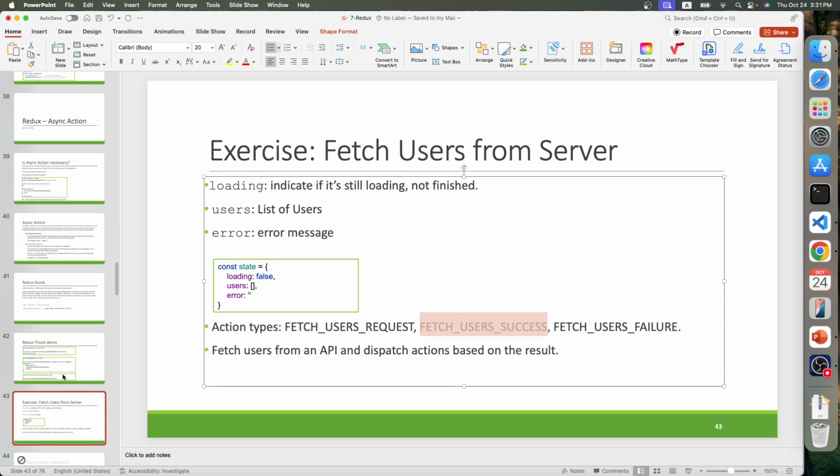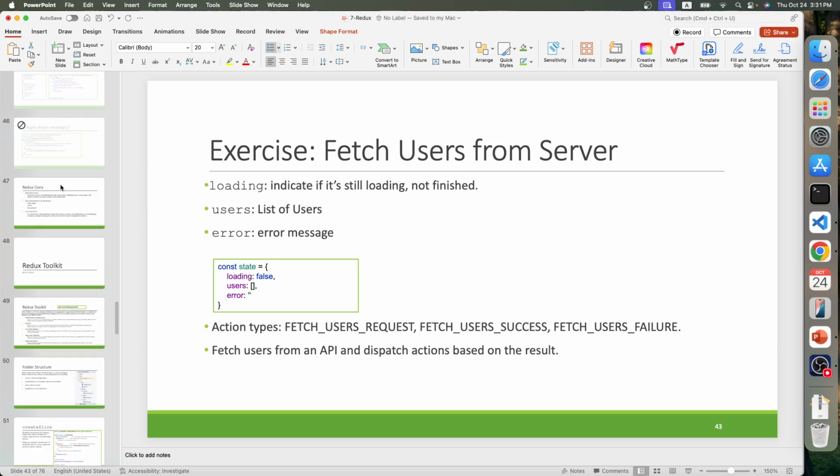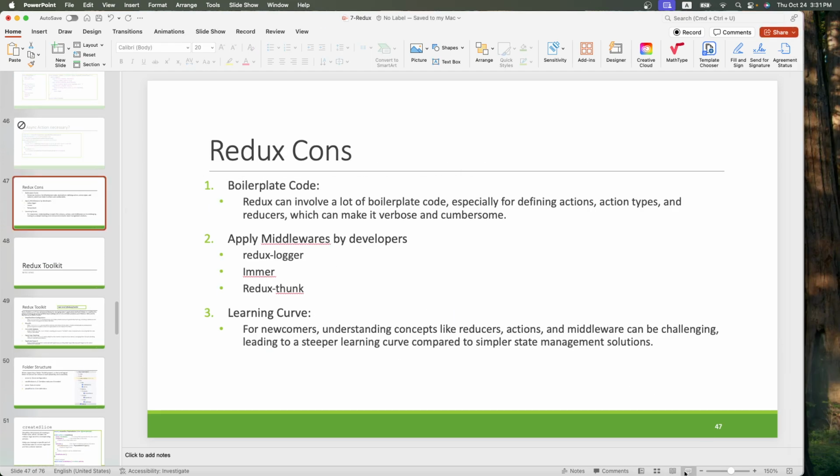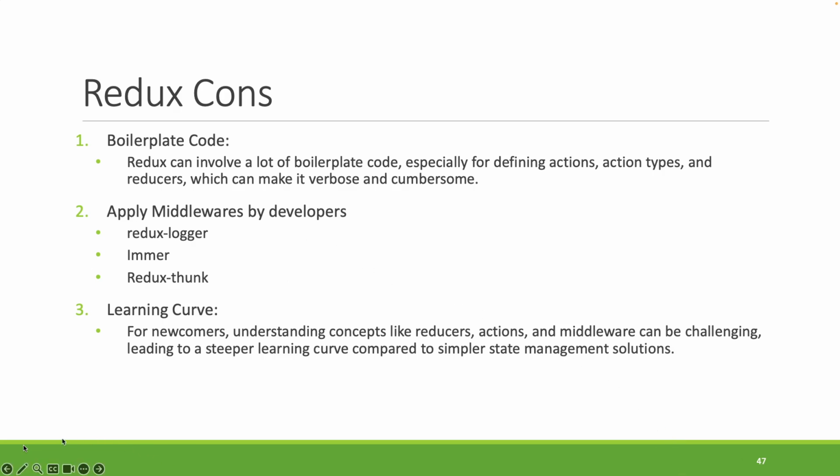Let's do a summary with our Redux. We finish all the things in Redux. In Redux, as you learned so far, you see a lot of boilerplate code, like defining actions, action types, reducers, and action creators, which makes it verbose and cumbersome. And we have to apply middlewares by ourselves, like Redux Logger, Immer, Redux Thunk. We have to do it by ourselves.